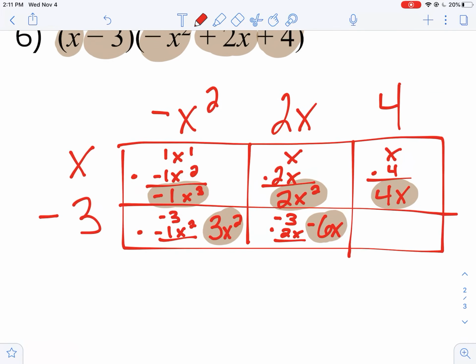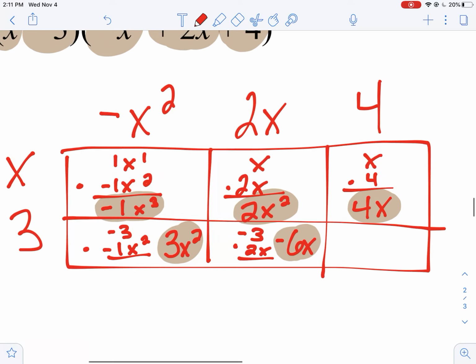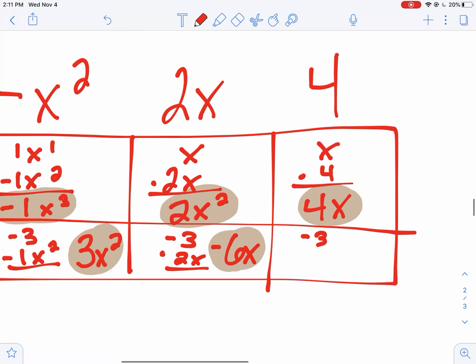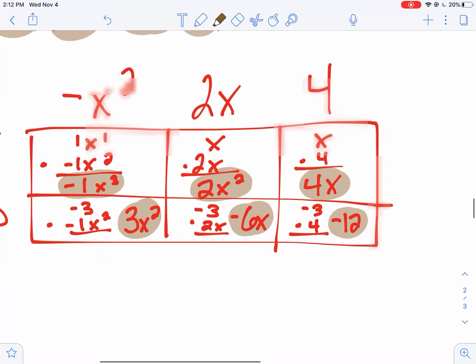All right, I'm going to keep it going. Since I'm in my negative 3 row, I'm going to do negative 3. And I'm going to use 4 because it's in the 4 column. Negative 3 times 4 gives me negative 12. So now I have all these new terms that I can deal with.